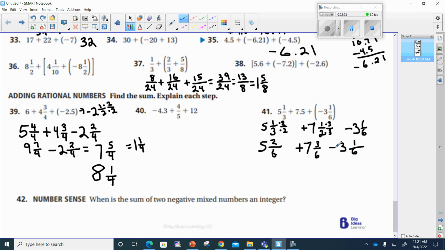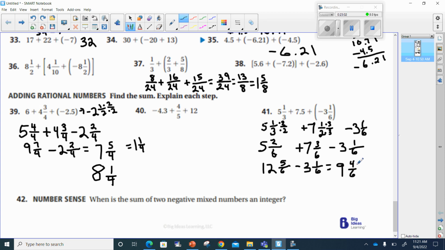Now I can combine these. First, I'm going to put my positives together. 2 plus 3 is 5. So this is 5 over 6. And 5 plus 7 is 12. So it's 12 and 5 over 6. Minus 3 and 1/6. I'm going to subtract my fractions first. 5 minus 1 is 4. So that's going to be 4 over 6. And then 12 minus 3, well, that's going to be 9.